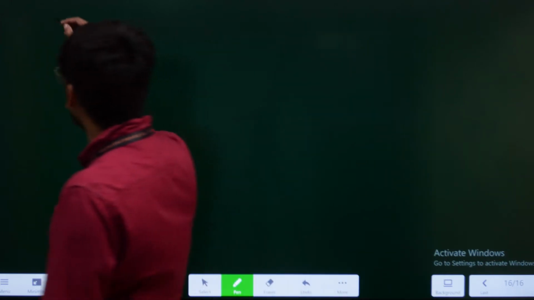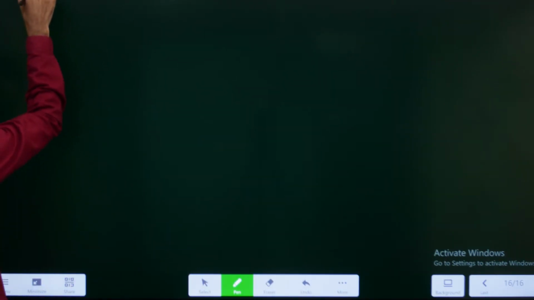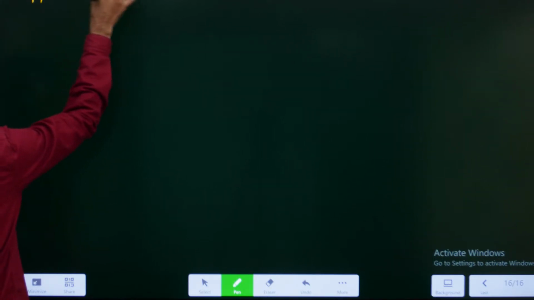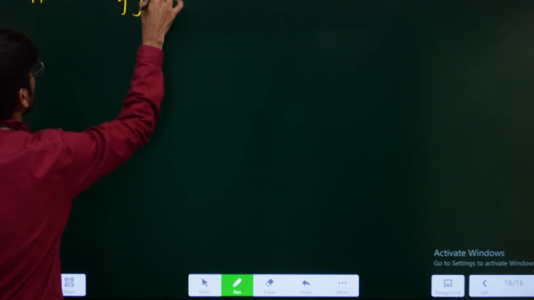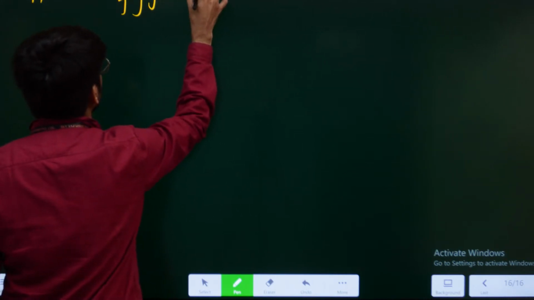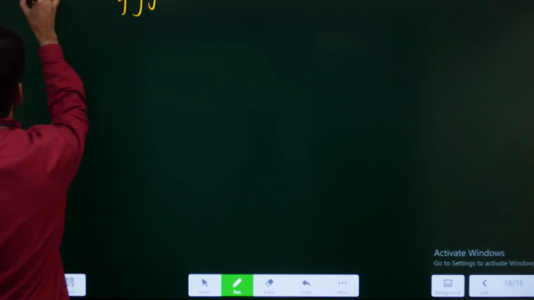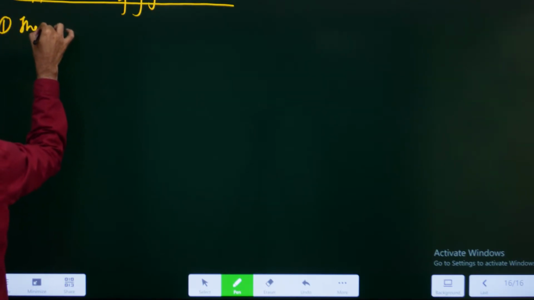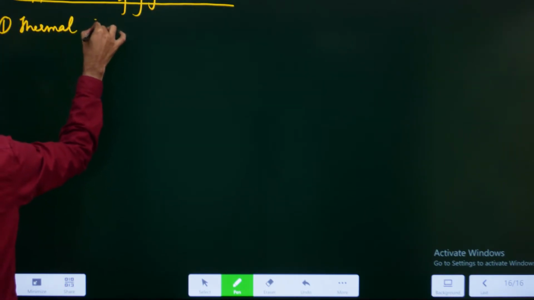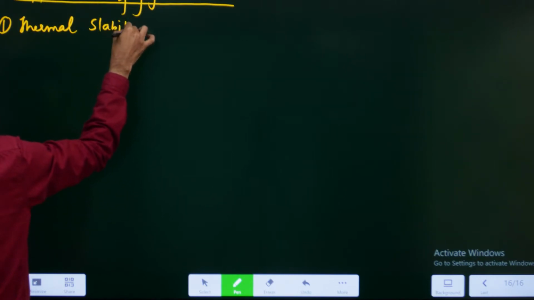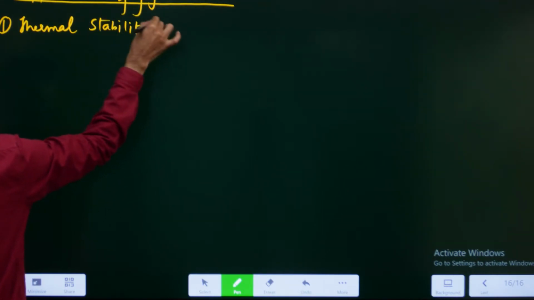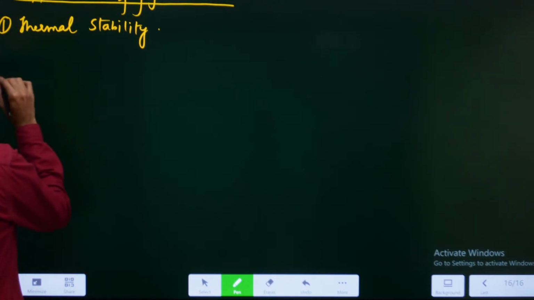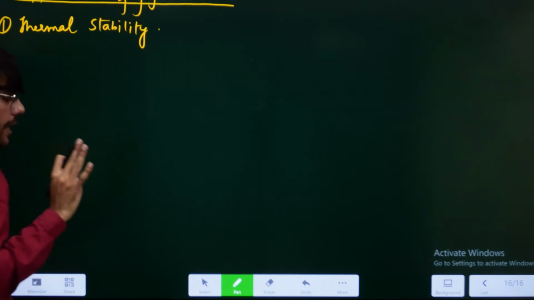Now let us see the applications of Fajan's rule. Number one is your thermal stability. Now this will help you in the s-block also. Thermal stability. Now see, what is thermal stability? Tell me one thing.